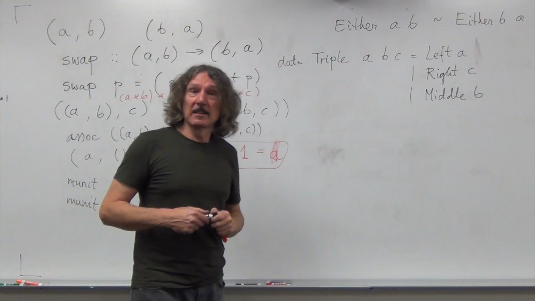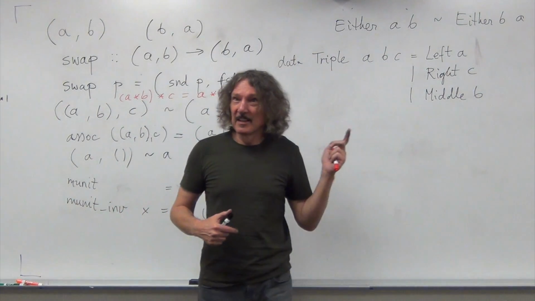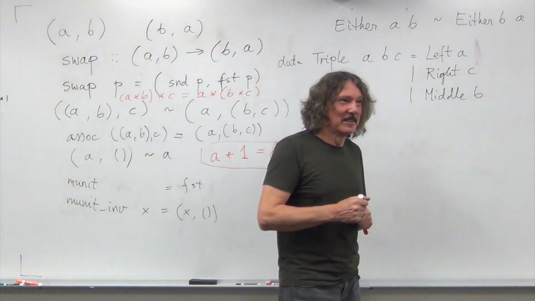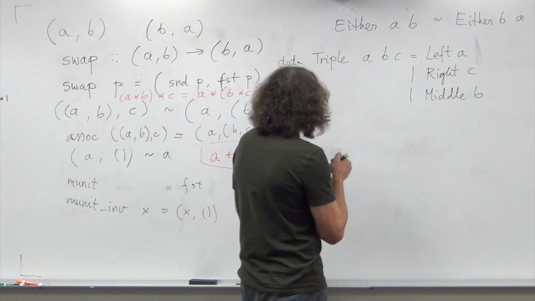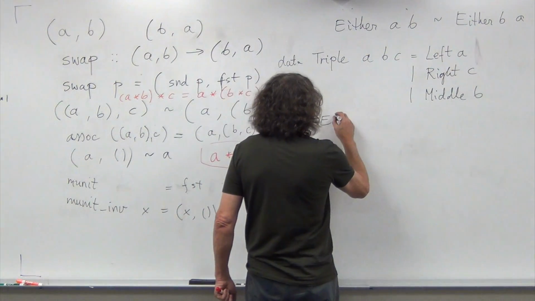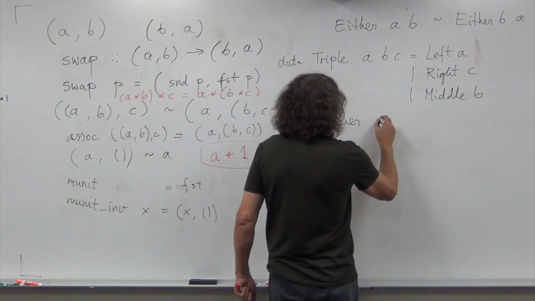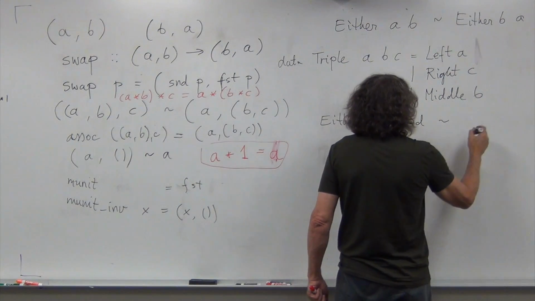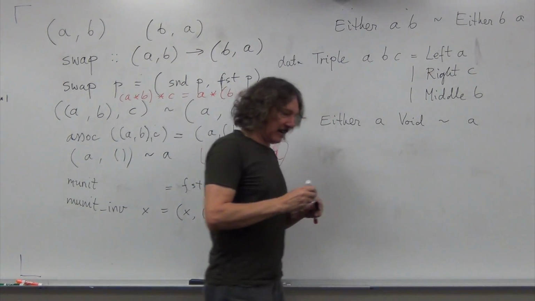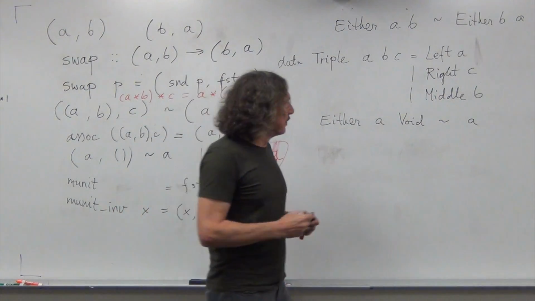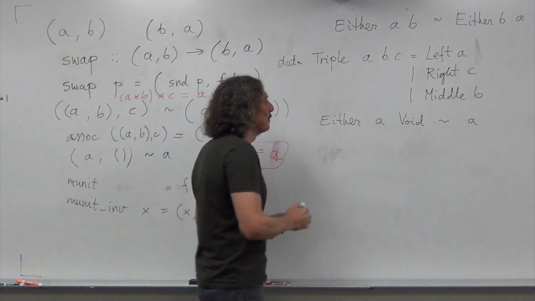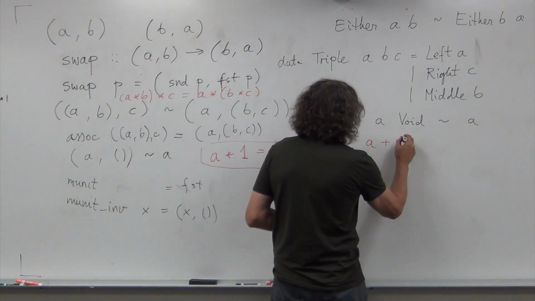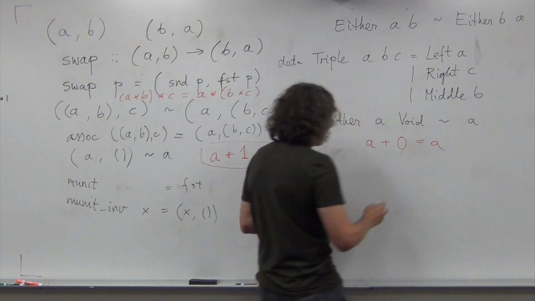Now, final thing, right? We would like this to be a monoid again. What's the unit of sum? And that's a tricky one. Yes? Void. So Either A or Void, I'm saying this is isomorphic to A. Okay? So Void is like 0. If Either is like a plus, I'm saying that A plus 0 equals A.